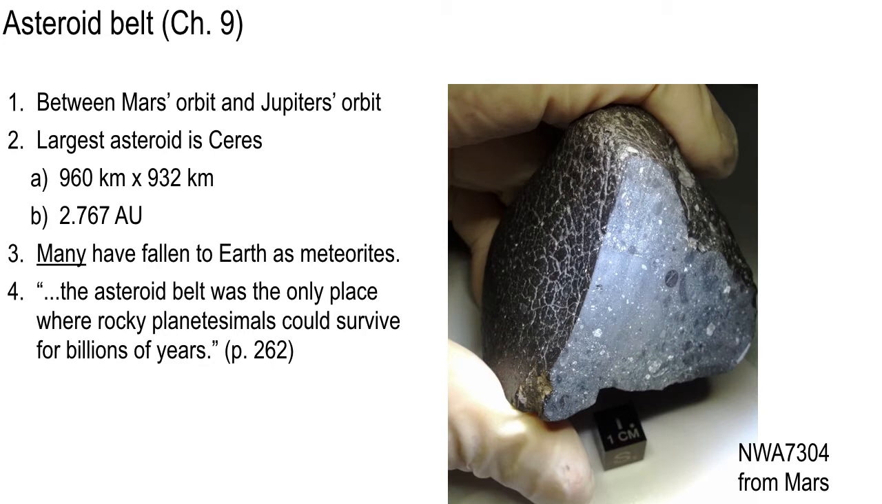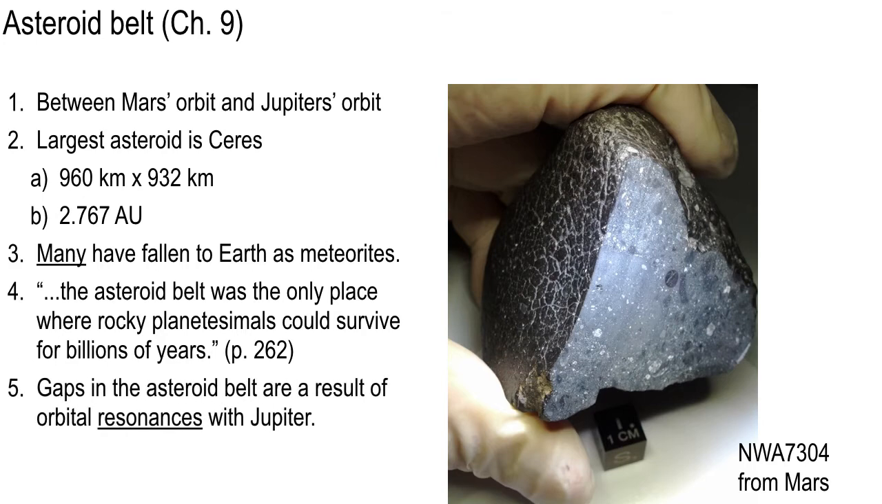So if something, for instance, gets nudged out of the 1 to 4 gap from Jupiter, it might collide with something a little closer in or a little further out, and then that thing that they collide with will maybe fracture or maybe get bumped into a different orbit and stuff like that. All right, so stuff like NWA 7304 we think are leftovers from the beginning of the solar system. So take a look at page 262 there.